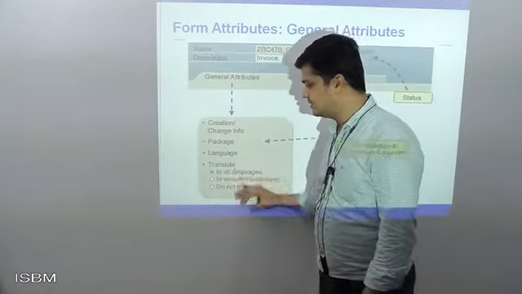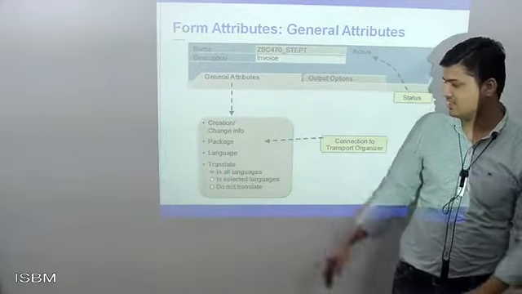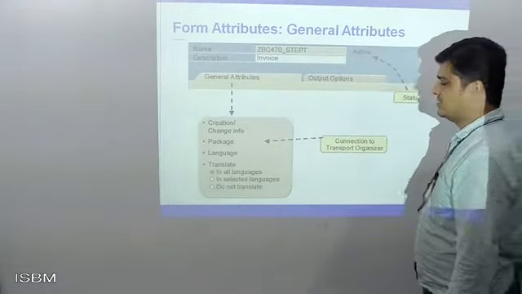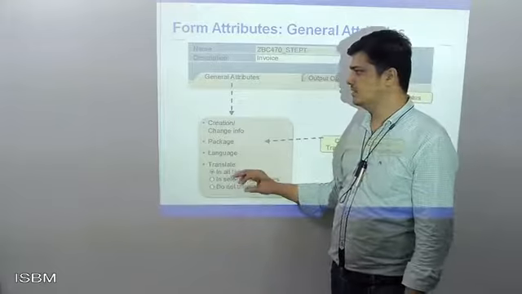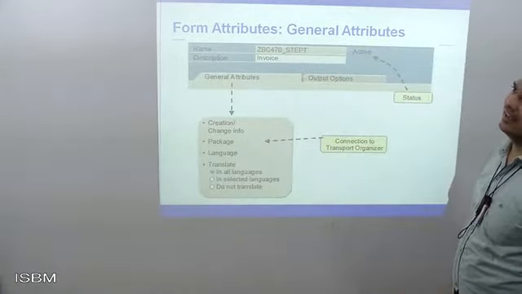So here you can see: translate in all languages, in selected languages, do not translate. There is an option. If you want to translate in all languages, you can translate. If you want only English, you can put only English. If you want, do not translate. So you have an option over here. We have found this facility in the SAP Smart Form.